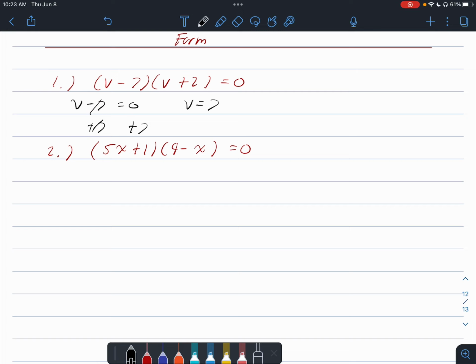If we were to take v equals 7 and plug it into this equation, just as a side note, we would have 7 minus 7 times 7 plus 2. And that would be equal to 0 times 9, which is just 0. So it doesn't actually matter what's going on in the v plus 2 factor, because we know that 7 minus 7 is equal to 0. This whole thing is going to be equal to 0. So we know that v equals 7 is one of our solutions.